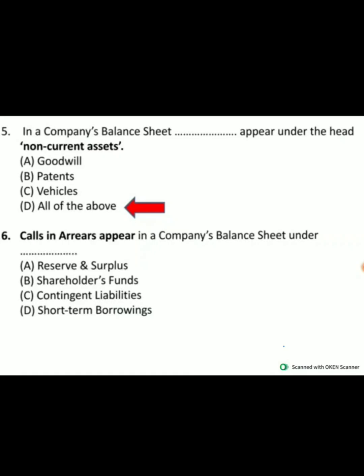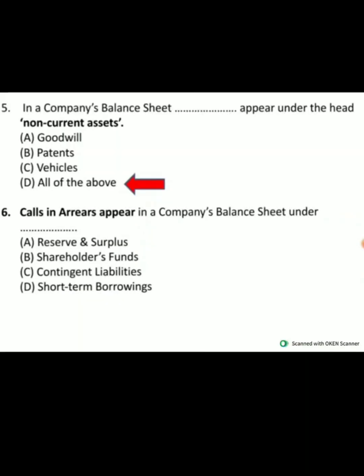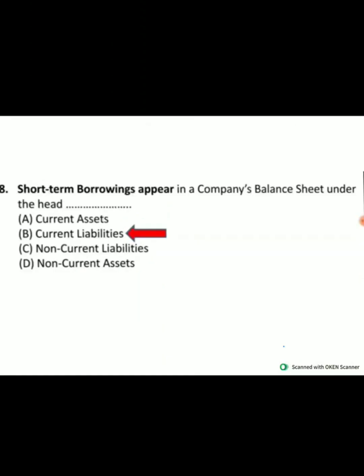Calls in arrears appear in the company's balance sheet under the head of: the right answer is B, shareholders' funds. Calls in arrears means shareholders are pending to pay money, or have failed to pay it. If it is paid in advance, that is called calls in advance. So calls in arrears should be deducted from total shareholders' funds.